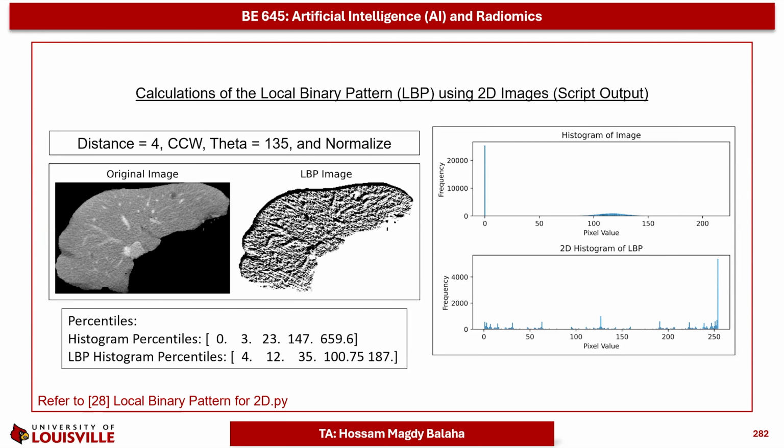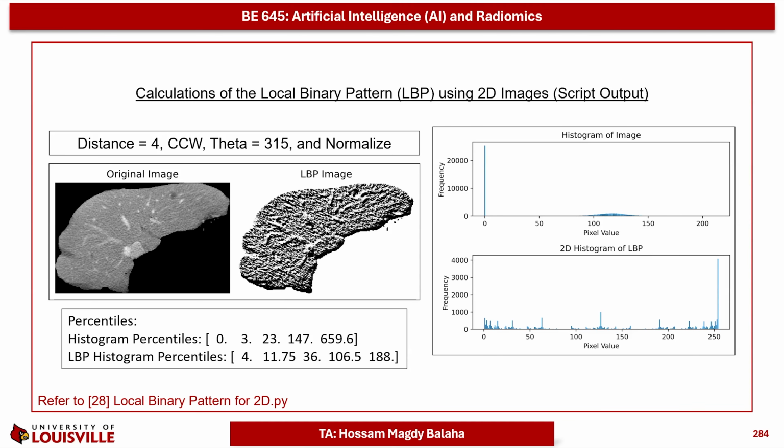Also, if you change the angle, the global patterns change. There's angle 135, there's angle 180, and there's angle 315. Comparing them together, we are capturing different global patterns. And you may wonder which angle or which distance we are going to choose.